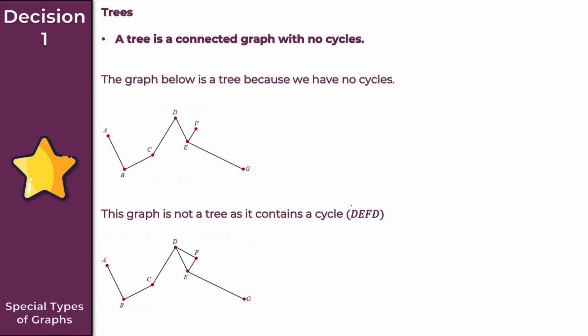So that would be D, E, F, D. So D to E to F to D again. It forms a cycle, right? So hopefully that is quite intuitive that if it forms a cycle, it cannot be a tree. Okay?